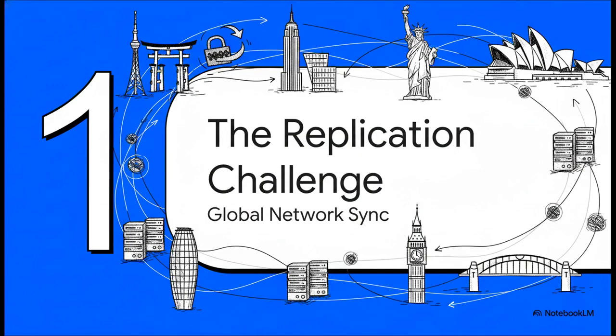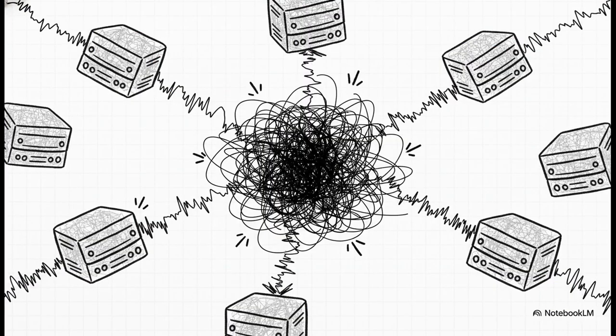Picture an admin in, say, Tokyo. They reset a user's password. Well, that change has to pop up on servers in New York, London, and Sydney, and not in an hour, but almost right away. And it has to be perfectly accurate. I mean, the scale here is just wild. The goal is every change, everywhere, almost instantly.